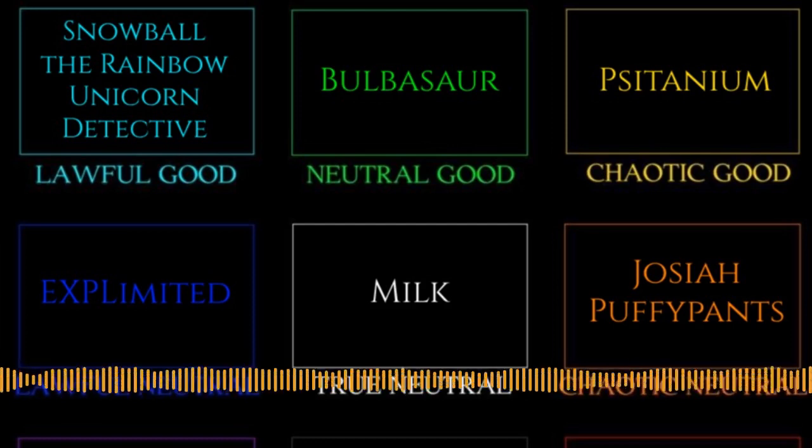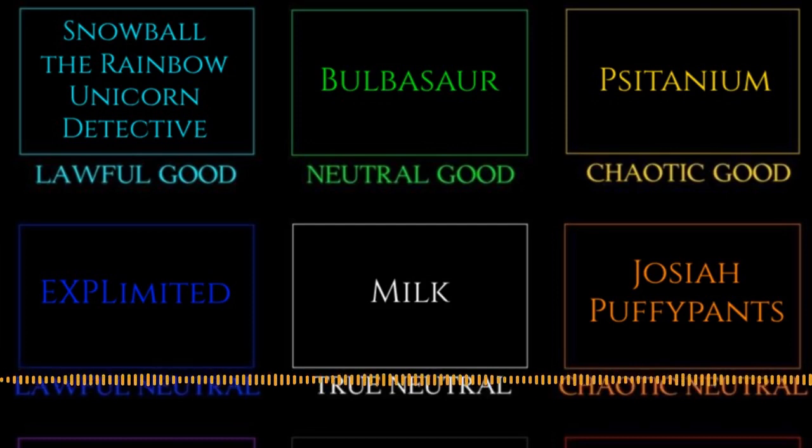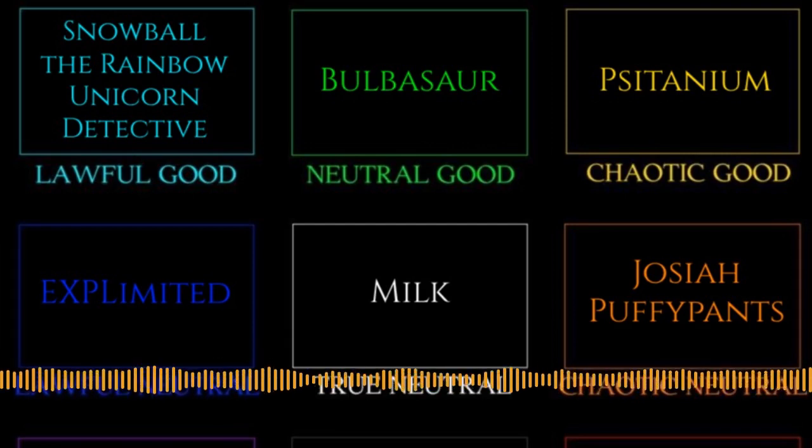Now, this is something I was trying to figure out. When we think about alignment, we usually think about it in terms of Dungeons & Dragons, because that's where the alignment chart always ends up being. But let's say we're putting D&D off to the side, but we want to take the idea of alignment and place it in something else.